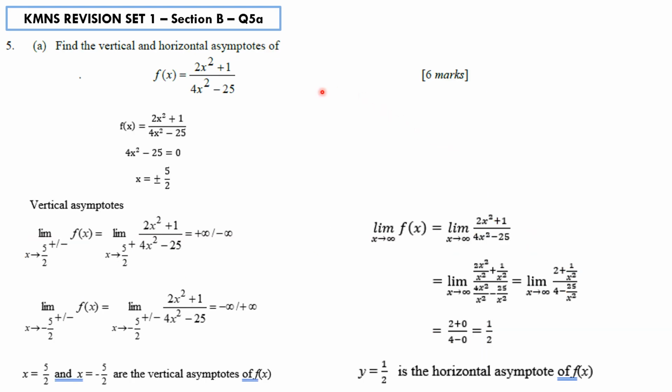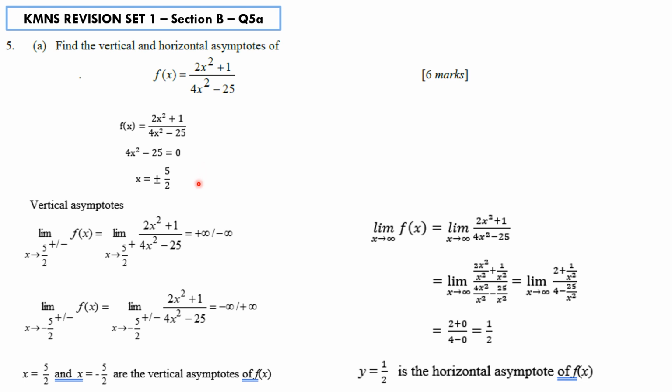In section B, you will be asked about vertical and horizontal asymptote, also the continuity of a function. So revision set 1, question 5a, it asks you to find the vertical and the horizontal asymptote. The steps are similar with all the asymptotes question. What you need to do to find the vertical asymptote is to equate the denominator with 0.